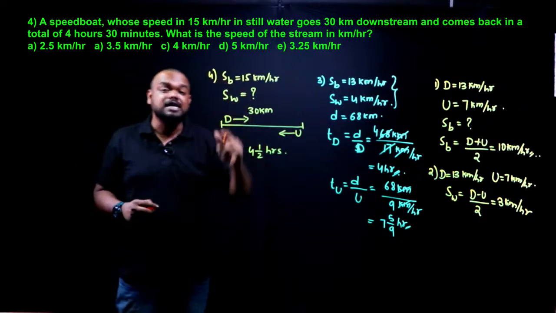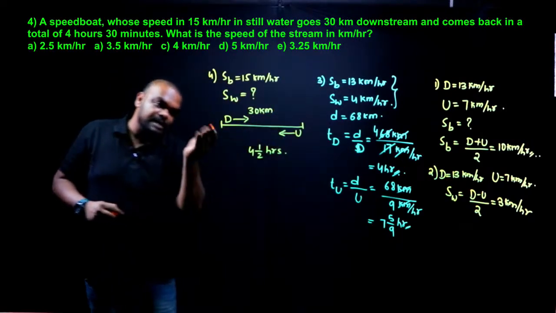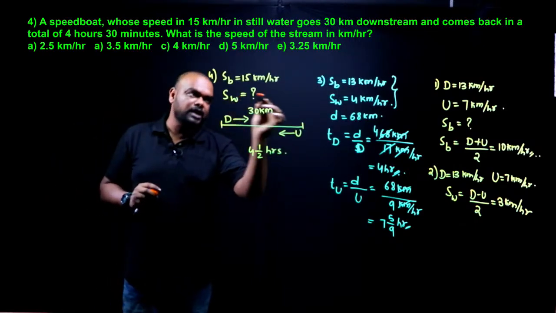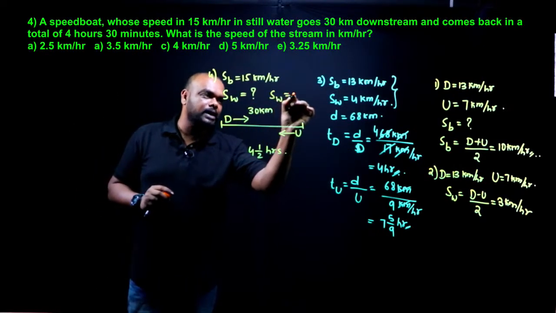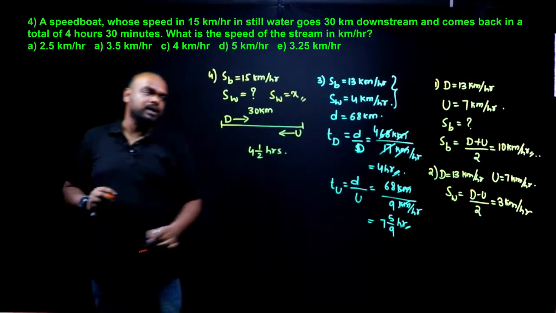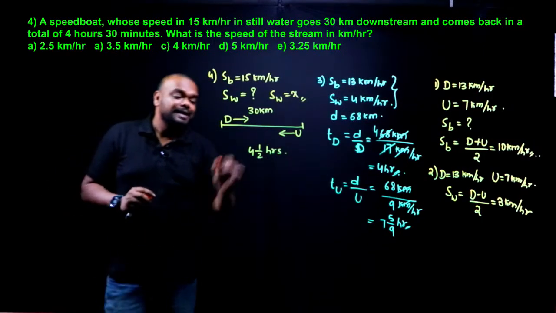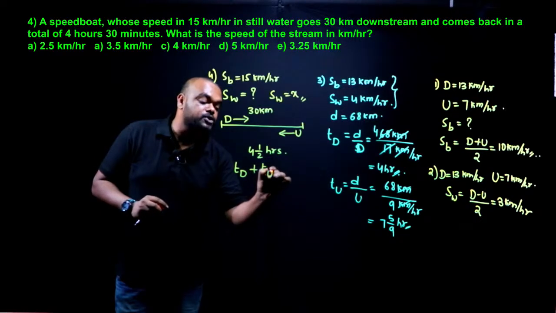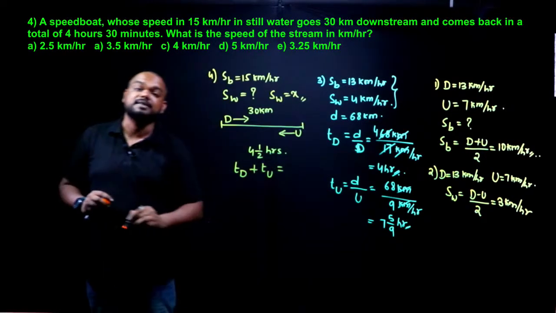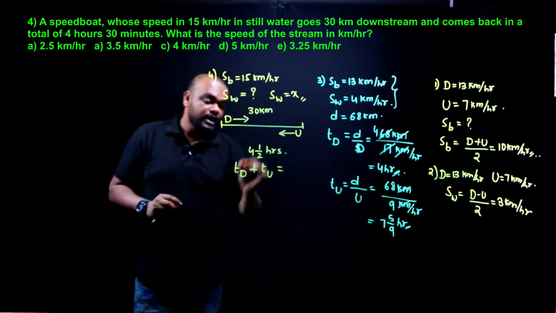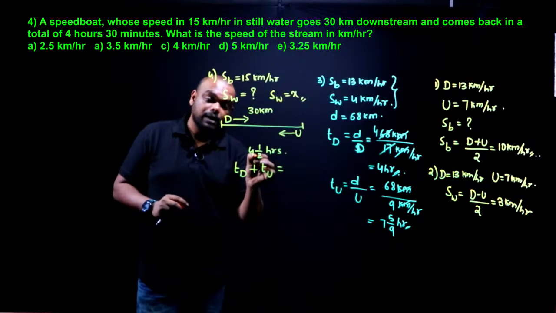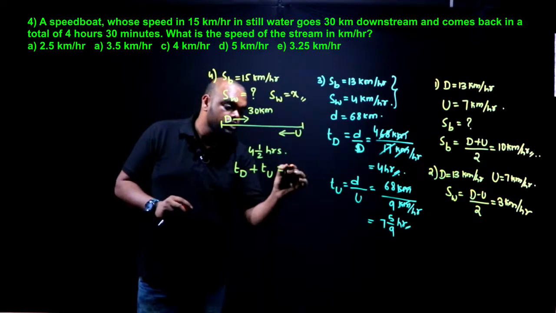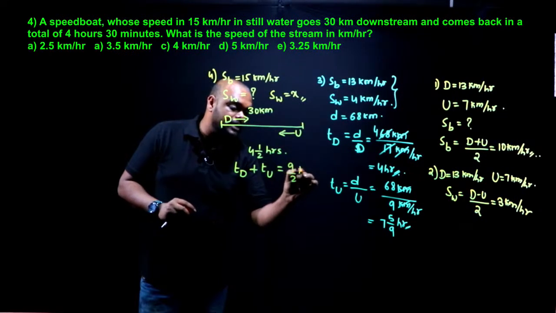You can take it the other way as well: one side upstream, other side downstream. Both are absolutely right. We need to calculate the speed of water. Let us assume the speed of water as x. Now, time taken during downstream plus time taken during upstream is equal to 4.5 hours. That's what he has given us. Now, 4.5 hours converted into an improper fraction: 2 into 4, 8, 8 plus 1, 9. So this becomes 9/2 hours altogether.